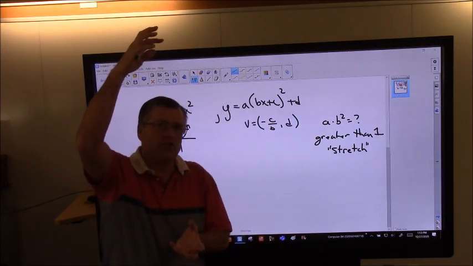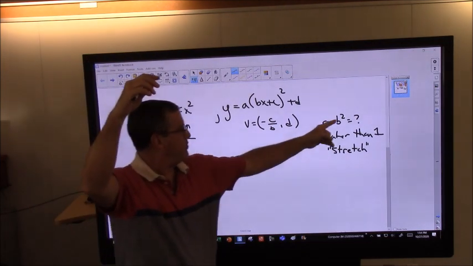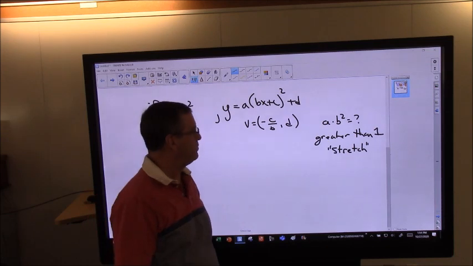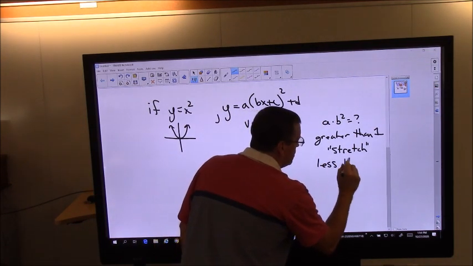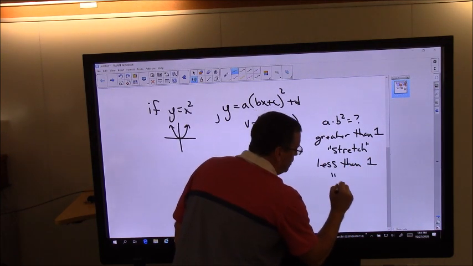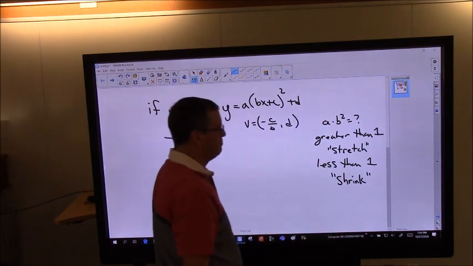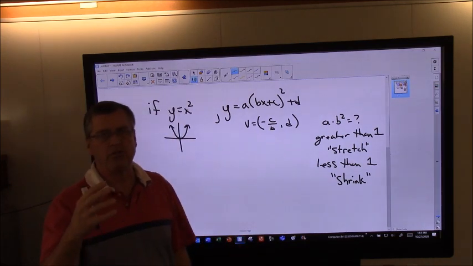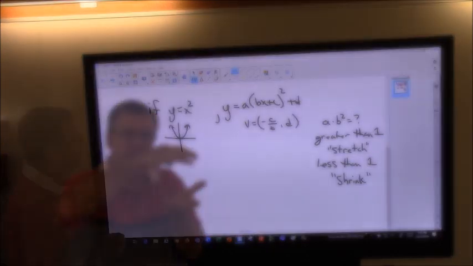We are stretching the graph twice as far as what's normal. If I do this and I get a 3, we're stretching the graph to 3 times as far as what's normal. If it's less than 1, then we're going to use the word shrink. Let's say we do this and we get 1/2. So we're doing half as much as what's normal. We're going to shrink the graph to half its normal size.